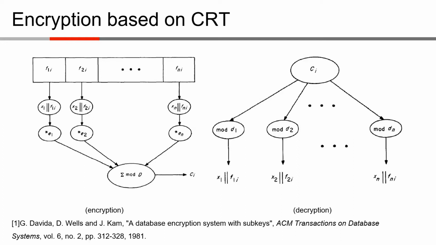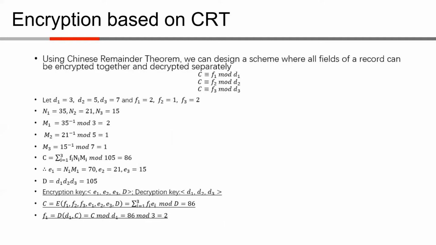Note that the X value that's concatenated with the field values is a hash value. It can be used to check the integrity of data. We know there is a unique solution C to the system of congruences if D values are pairwise coprime. Suppose F values are field values, the actual data we'd like to protect, and D values are decryption keys for corresponding fields. We can construct encryption keys by multiplying big N and M. We also need a big D, which is the product of all small d values.